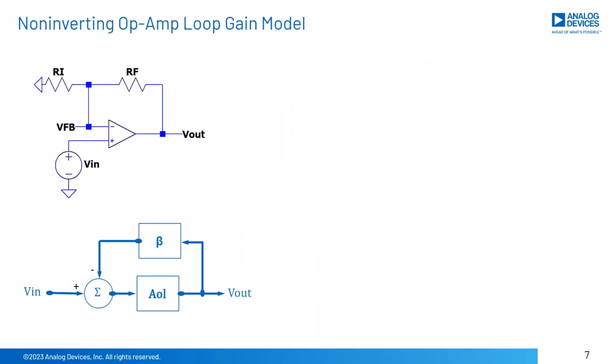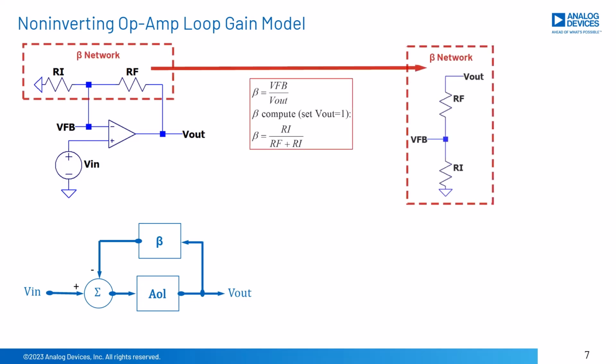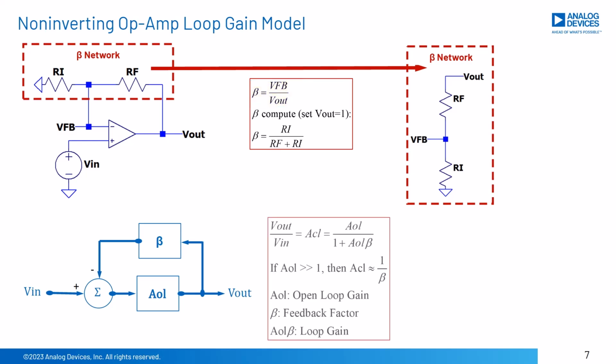This is a non-inverting op-amp configuration and its control loop equivalent diagram. We will define a term, beta, which is the portion of Vout that is fed back into the inverting input of the op-amp, here denoted as VFB. Our control system equivalent diagram is used after some algebraic manipulation to yield the closed loop equation, Vout over Vin equals ACL or closed loop gain, which equals AOL over 1 plus AOL beta. For large values of AOL, ACL is approximately equal to 1 over beta.